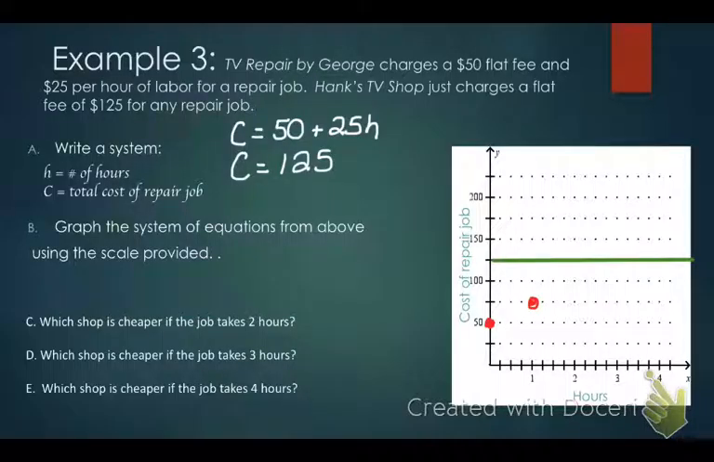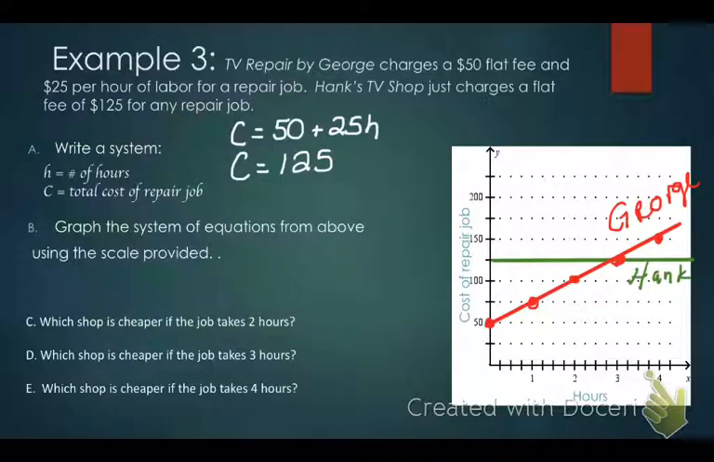Just right here. Up to 100 and right to 2. Up to 125, right to 3. Up to 150 and right to 4. So I'm going to draw my line. And the red was the first one, George, and the green one was Hank's. That will help me compare if I label.